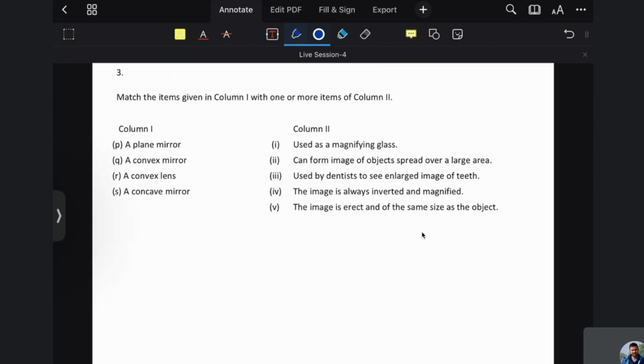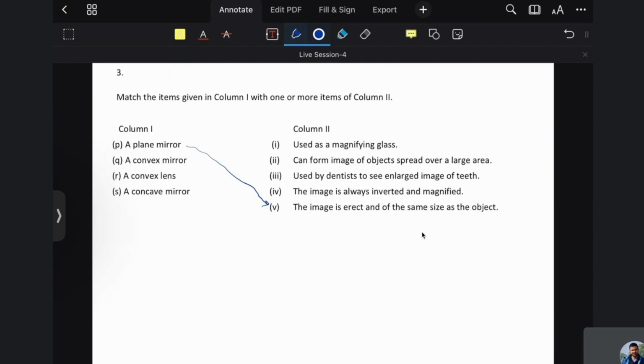Then, the image is always inverted and magnified. This is also not true. A plane mirror cannot magnify images. Then the fifth option is: the image is erect and of the same size as the object. Yeah, this seems true. In a plane mirror, whenever you look at the mirror in your home, the image is erect and of the same size as us. Okay, so yeah, P goes to the fifth option.